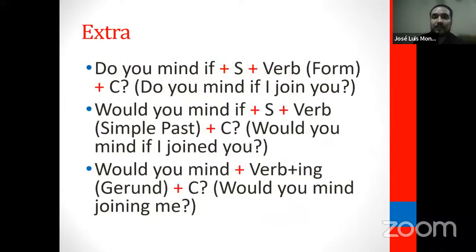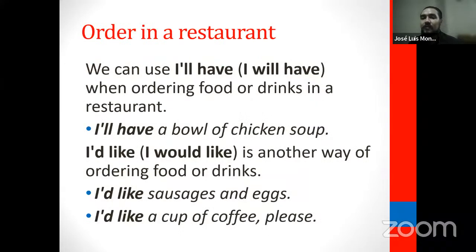And if I'm not wrong, this is going to be the last one, plus some extra thing. Ordering at a restaurant, you mainly have two options, right? To say "I'll have" and to say "I'd like," right? I'll and I'd, like I would like or I will have.